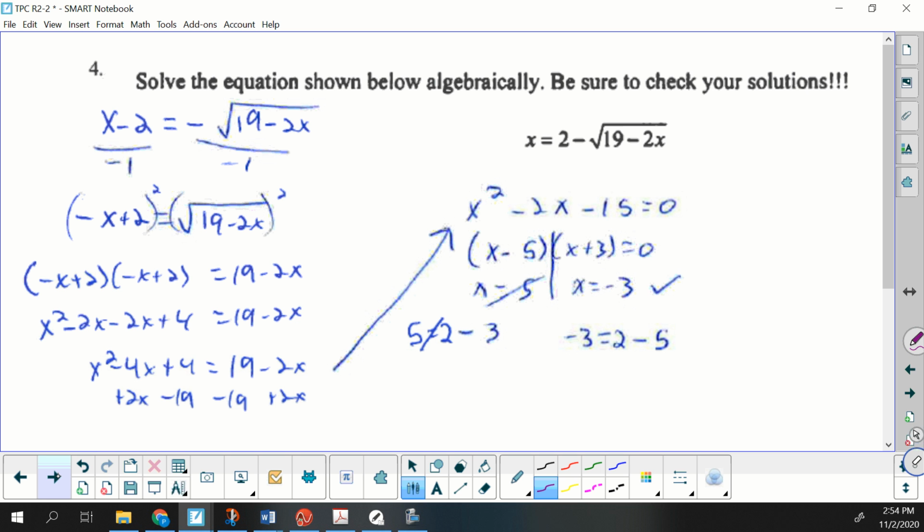But then we have to check. So on the left, we'll have 5. Inside the radical, 2 times 5 is 10. 19 minus 10 is 9. Square root of 9 is 3. 2 minus 3 is negative 1, and that doesn't equal 5. So we reject the 5. If you do negative 3 times negative 2 is positive 6. 19 plus 6 is 25. Square root of 25 is 5. And 2 minus 5 gives us negative 3, which matches the x value over on the left. So negative 3 is a keeper.